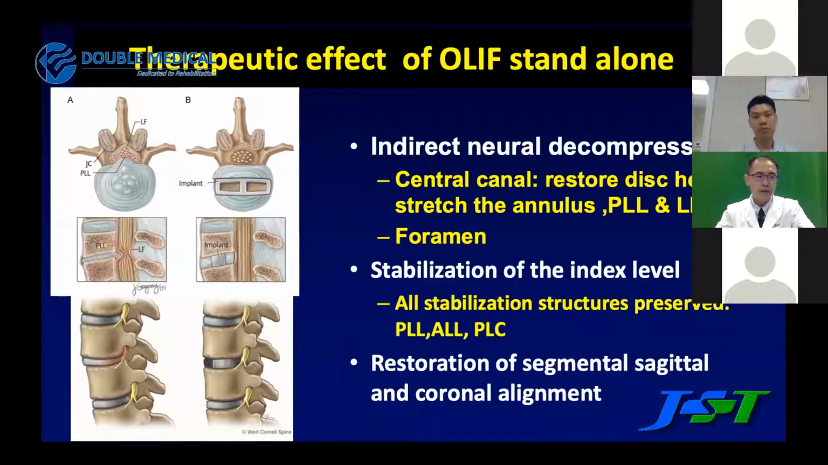Furthermore, OLIF can also restore segmental lordosis and coronal alignment. So indirect decompression can result from lumbar realignment in patients with spondylolisthesis or coronal malalignment. So the OLIF can indirectly decompress the neural structures, stabilize the index level, and correct the malalignment.